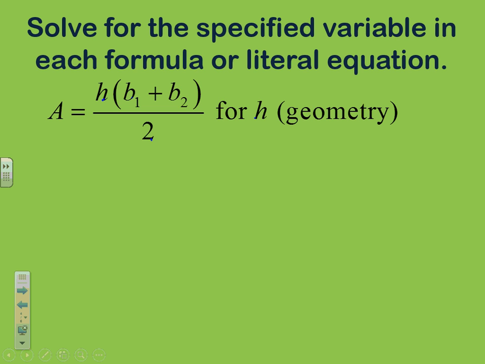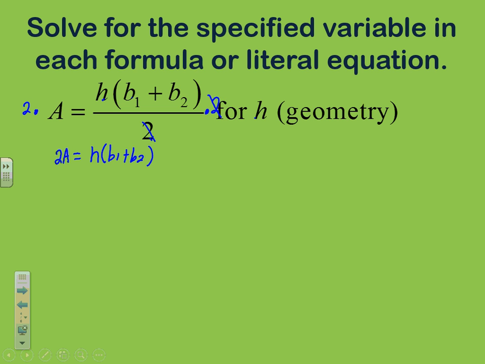So the first thing we want to get rid of, as far as trying to isolate our variable, is let's get rid of this 2 that's on the bottom. So everything in the numerator is being divided by 2. So if I want to get rid of it, I'm going to do the opposite of divide by 2, and I'm going to multiply both sides by 2. So here on the right, 2 divided by 2 simplifies to be 1. And I would wind up with 2a is equal to h times base 1 plus base 2.